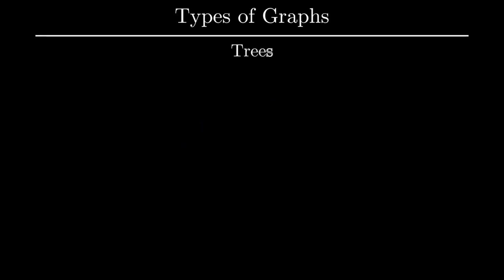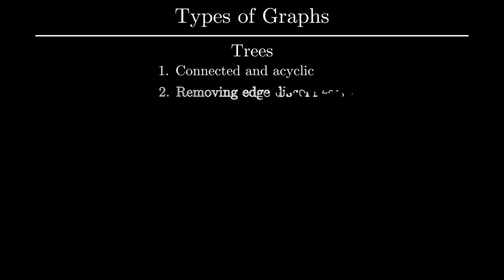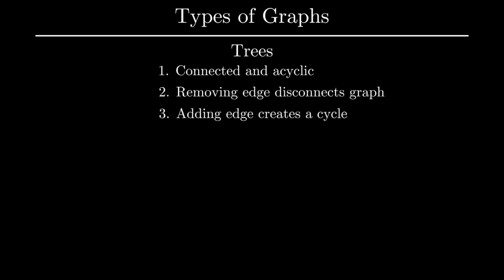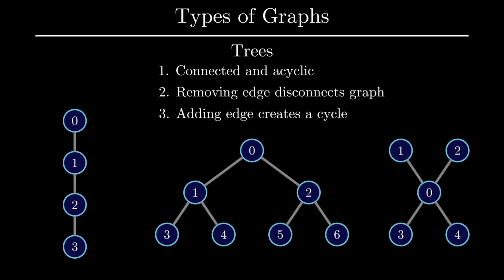Another important class of graphs is trees. Trees have three key properties. All trees are connected and acyclic. Removing an edge from a tree will disconnect the entire graph, and furthermore, adding any single edge to a tree will create a cycle. These are 3 valid examples of trees, and I encourage you to take a second, pause the video, and confirm that all these properties hold. Personally, I find verifying the second and third properties surprisingly satisfying. Really emphasizes how fragile a tree structure is, which I think is kind of cool.